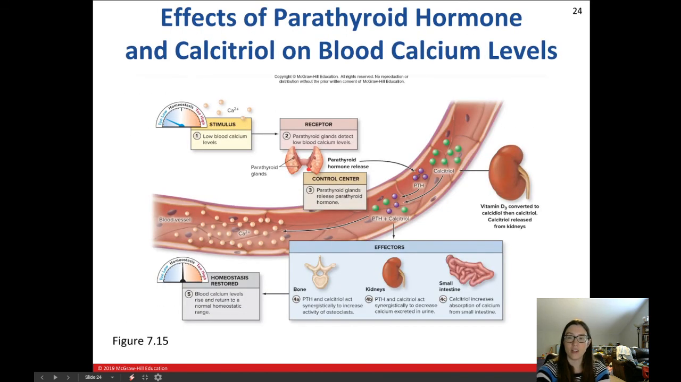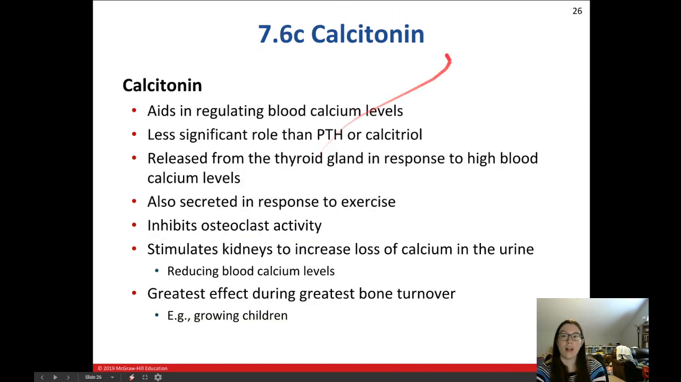So in this picture here, these little brownish dots on the back, these 4 of them are parathyroid glands, and then this tan-colored butterfly-shaped one, the rest of that's the thyroid gland. So this is the thyroid, and it's going to secrete this hormone called calcitonin. And calcitonin is going to be released in response to high blood calcium levels. So it's the opposite stimulus as parathyroid hormone. It can also be secreted in response to exercise, right?